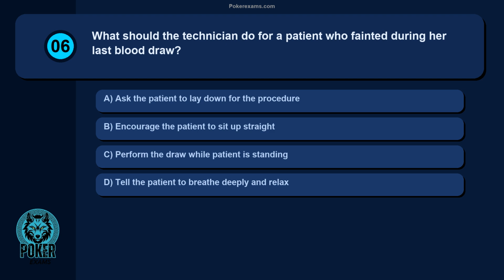Question 6. What should the technician do for a patient who fainted during her last blood draw? Ask the patient to lay down for the procedure. Encourage the patient to sit up straight. Perform the draw while patient is standing. Tell the patient to breathe deeply and relax.